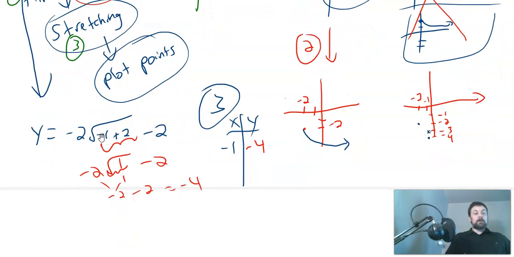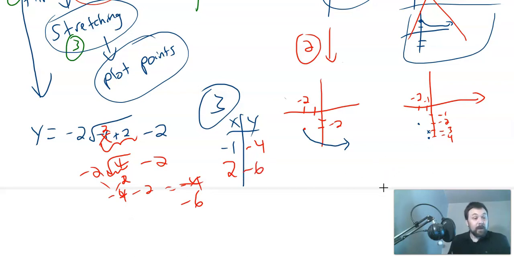Now, what's another good choice for x so that it works out nice with the square root? 2 would be your next best choice. So I'm going to plug in 2 here. I'm going to be lazy instead of rewriting everything. 2 plus 2 is going to give me 4. The square root of 4 gives me 2. -2 times 2 is going to be -4. -4 minus 2 gives me -6.